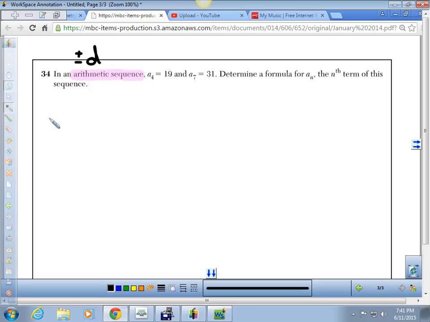We know the fourth term is 19, and that the seventh term is 31. Well, what they want me to do is write a formula for a sub n.